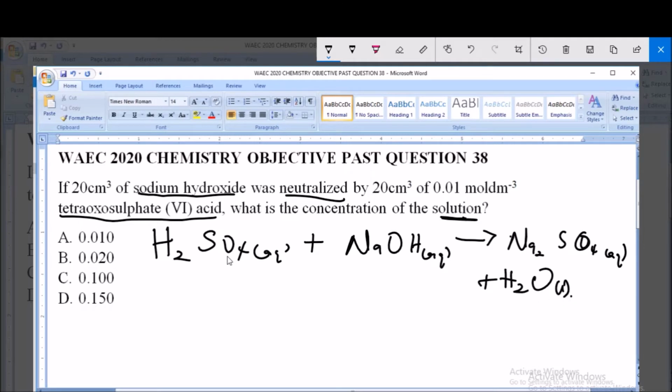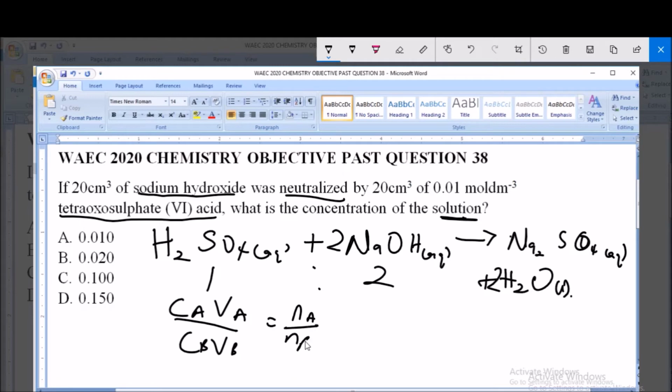So this is the reaction. To balance the reaction, you have 2 moles of this and 2 moles of water. So this is the equation of the reaction. Now the molar ratio of both reactants is 1:2. That is the molar ratio. So in order to solve this, we'll use this formula: CAVA over CBVB is equal to Na over Nb.